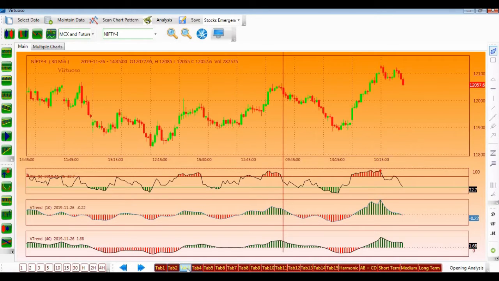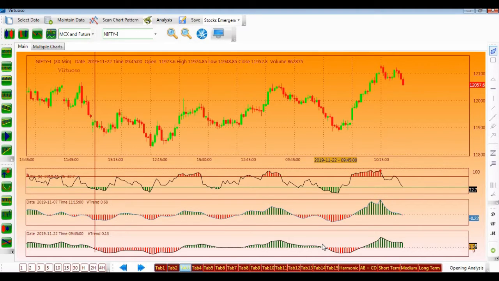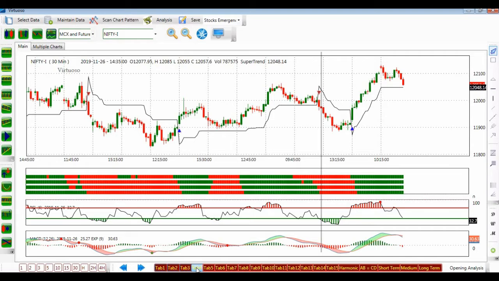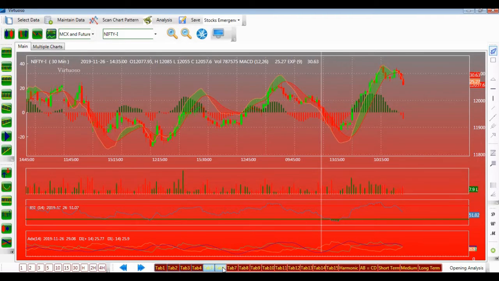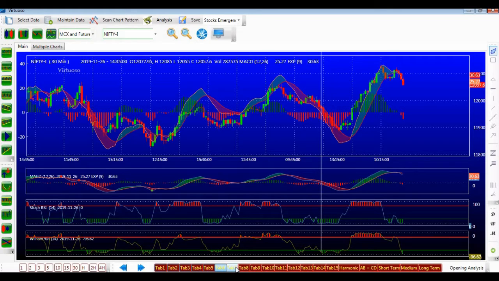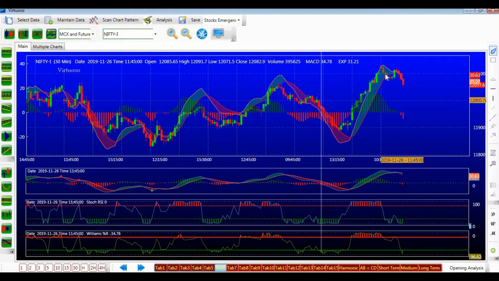On the third tab you could see V trend. So if it is in red, then the market is in the selling zone. If it is in the green zone, then the market is in the buy zone. So you can apply different times on this V trend. You can customize any of these tabs according to your requirements. So these are different tabs, and you can change the colors and looks and indicators on this. So here you can see that we have Williams percentage R, stochastics and MACD, and the main chart, and applied MACD on the main chart.